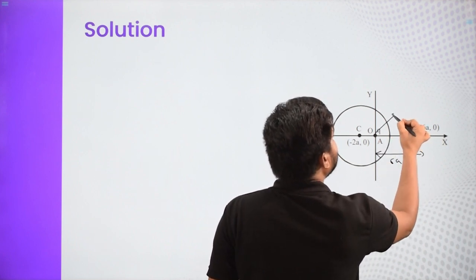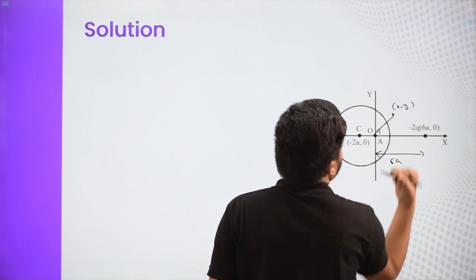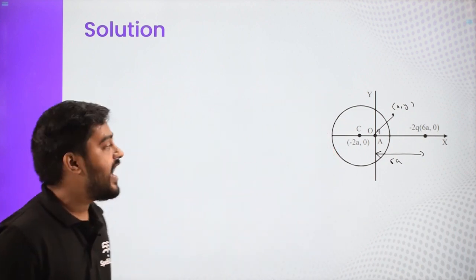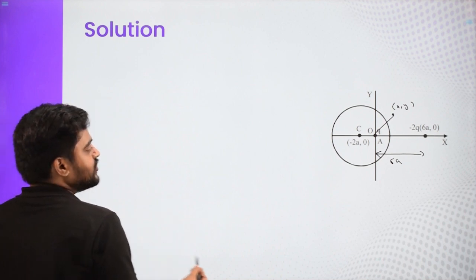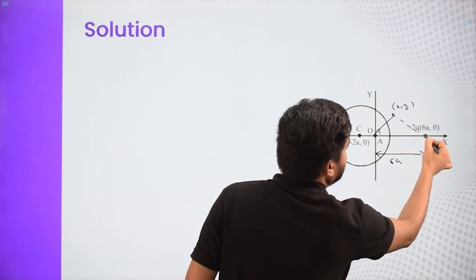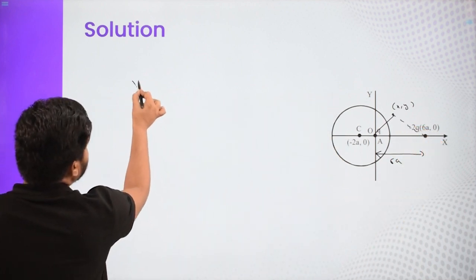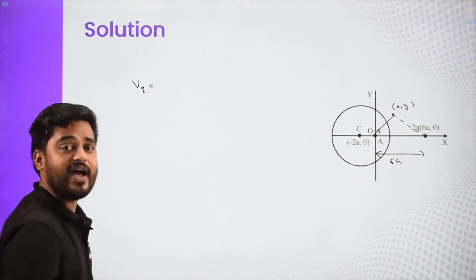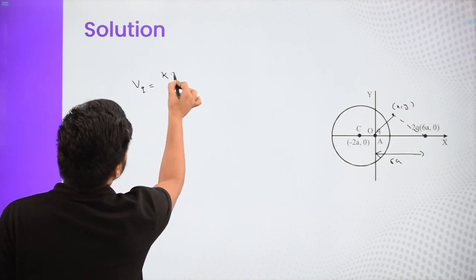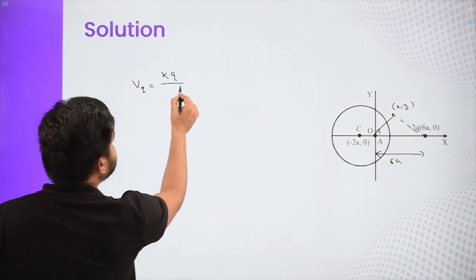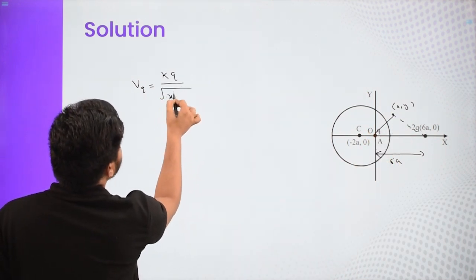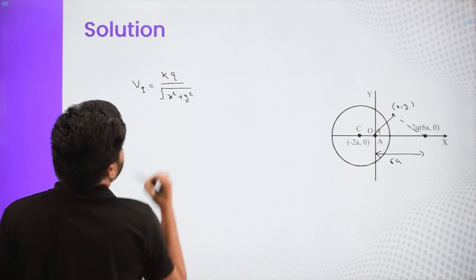Now let us take a random point, (x, y). At this point, the net potential has to be 0. So how do we write the potential? The potential due to q is kq by r. What is r? R is this distance, and this distance is nothing but root over x square plus y square.